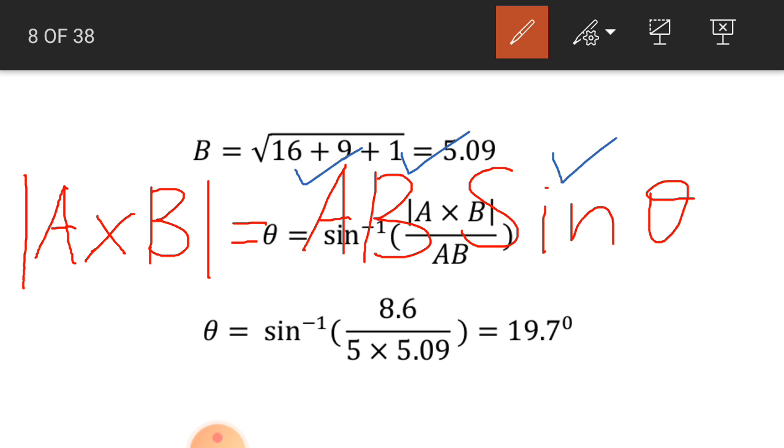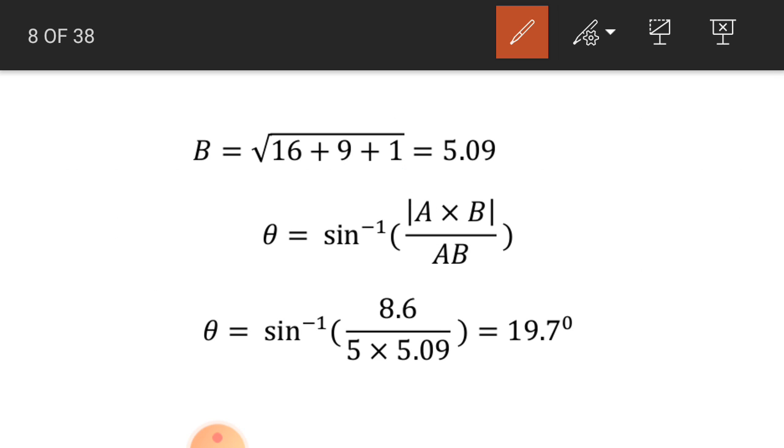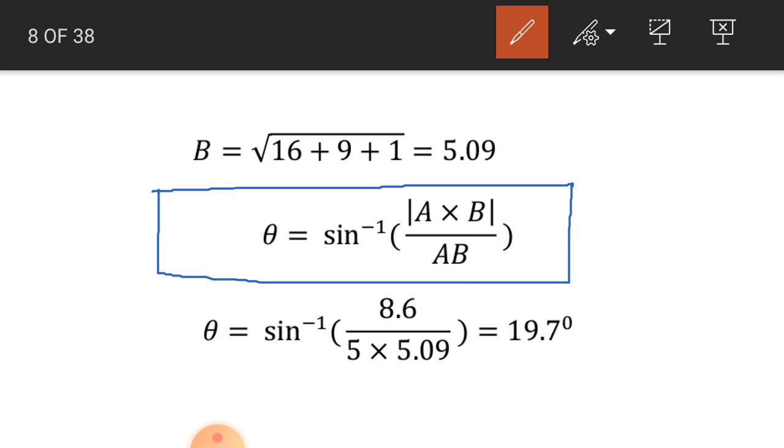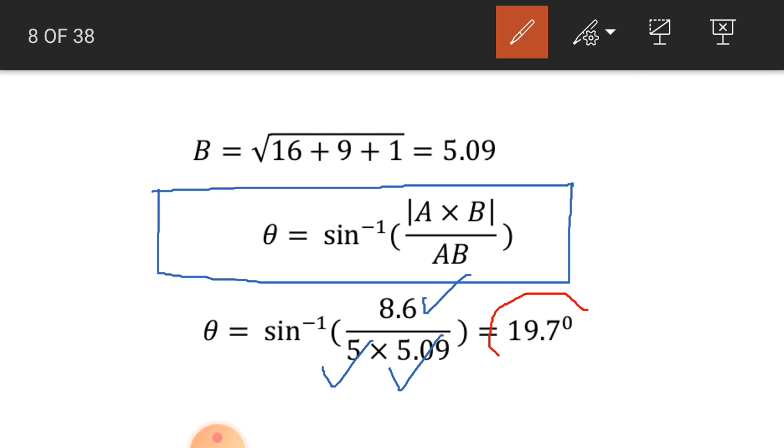So we simplify this equation for theta. Theta will be equal to sine inverse of the magnitude of A cross B divided by AB. So we put the values in this particular equation. The magnitude of A cross B is 8.6, the magnitude of A is 5, and the magnitude of B is 5.09. So we compute the angle between these two vectors, and the angle between these two vectors comes out to be 19.7 degrees.